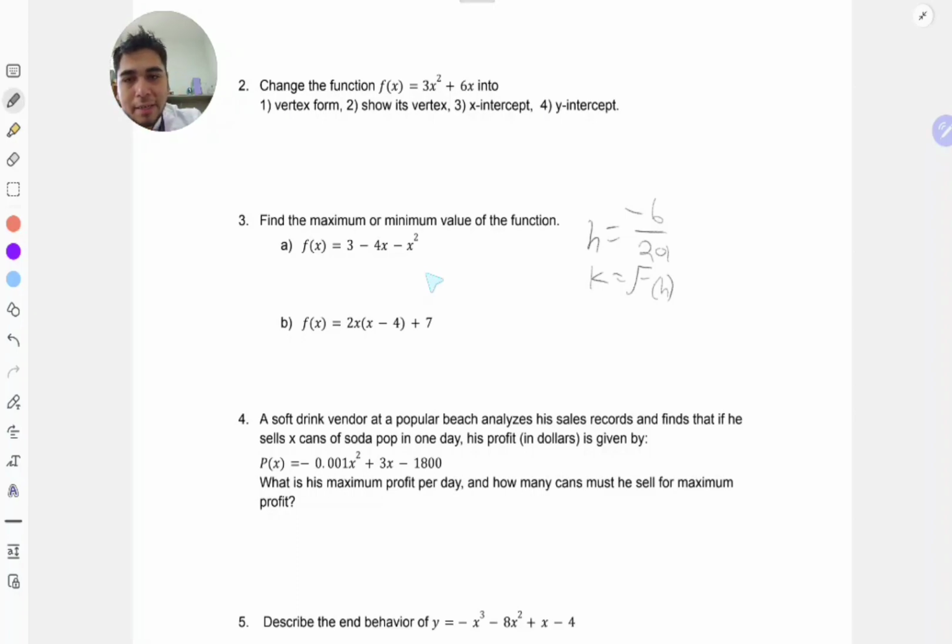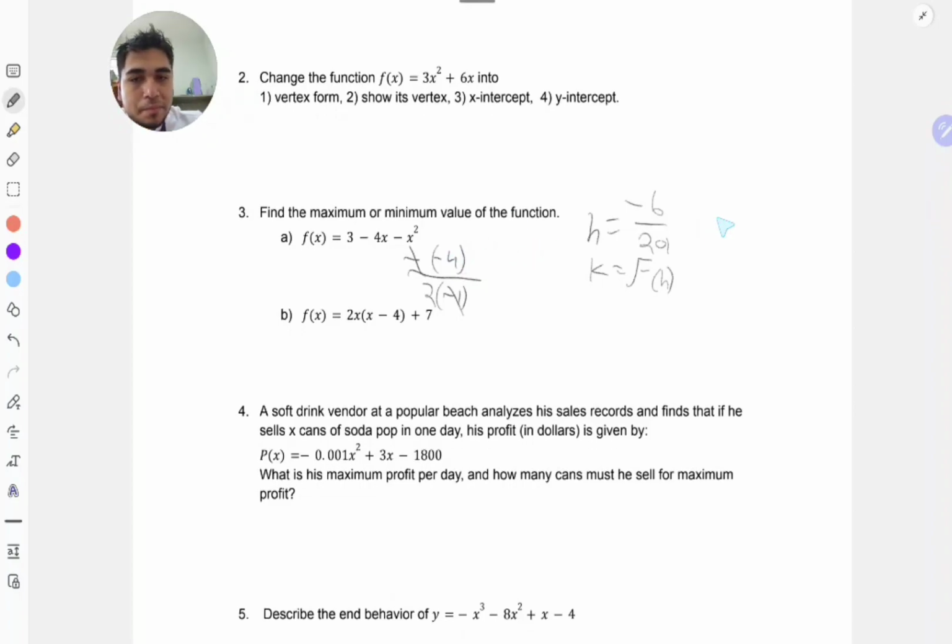Well, we have negative b, which is negative 4, so negative negative 4, which is just equal to 4, over 2a, 2 times negative 1, right? In that sense, the negative 1s would cancel, and we're left with negative 4 over 2, which just equals negative 2, right? So our h is negative 2. In that sense, we are done with finding out our h. Now we just want to find out our k. So what is our k? Our k is f of h, okay?